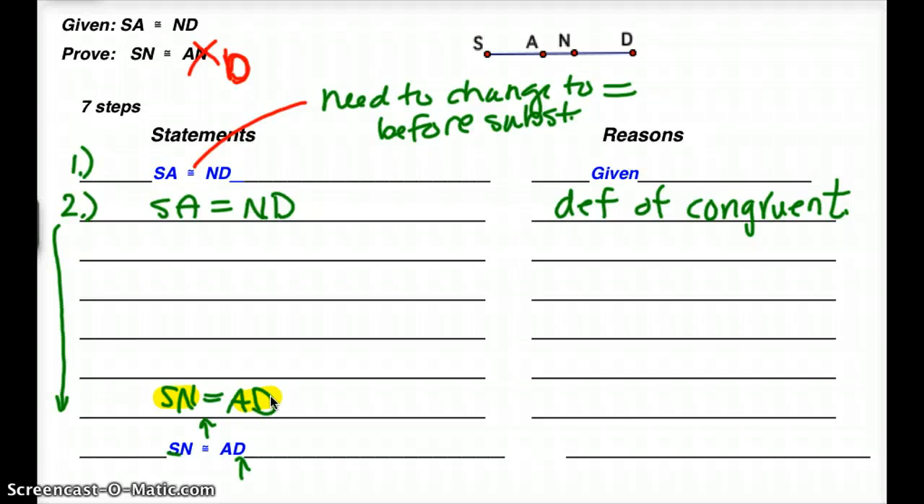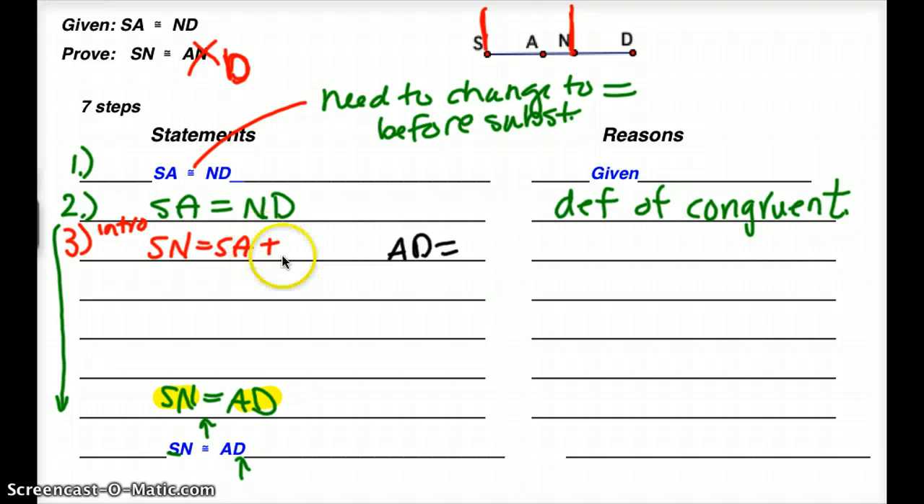Now, when I go back up to number 2, if at the end I'm going to talk about SN and AD, I need to introduce those. Remember that? So in step number 3, this is where I'm doing my introducing. I need to introduce SN and I need to introduce AD. To introduce SN, look at the picture. What 2 pieces are adding to equal SN? I got SA and AN.